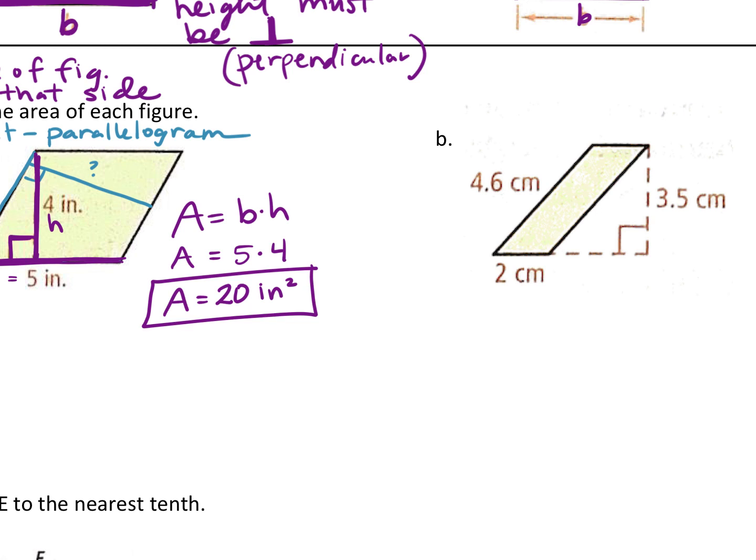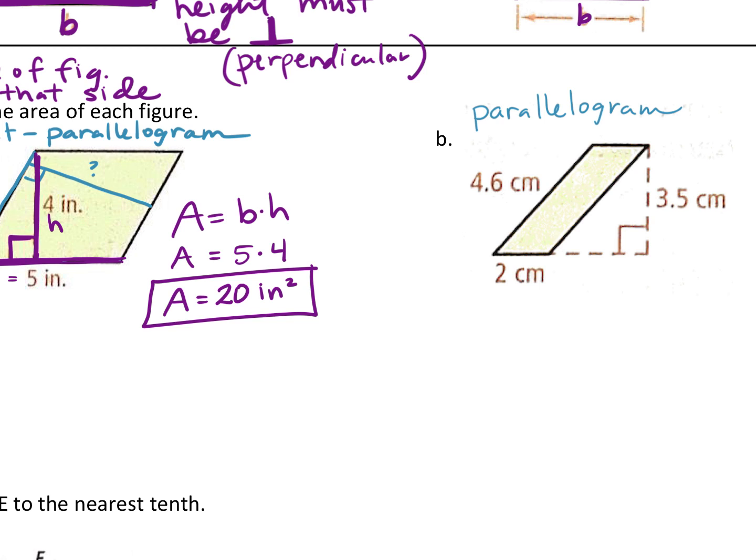Name that figure. Is that a rectangle, a parallelogram? What is it? That's a parallelogram. Right? A rectangle has to have all right angles, and this doesn't have all right angles. So this is a parallelogram, okay?